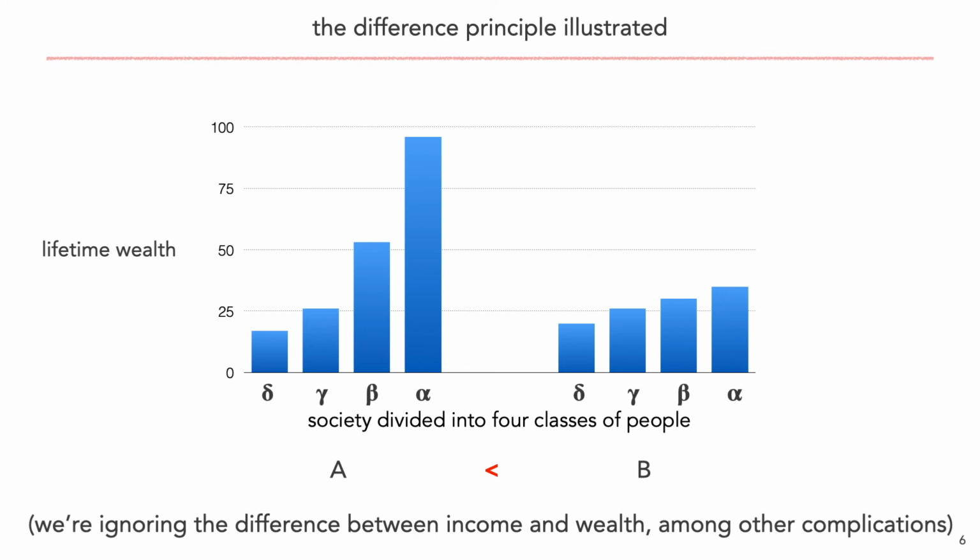I should say that we're, in this discussion, ignoring all sorts of complications. Among other things, we're just ignoring the difference between income and wealth. Now, Rawls is, of course, not a strict egalitarian. He's perfectly happy with inequalities, provided that they conform to the difference principle. But there is something egalitarian about Rawls's view, and he tries to explain what that is in section 17 of A Theory of Justice, which is in the reading. It's called The Tendency to Equality.